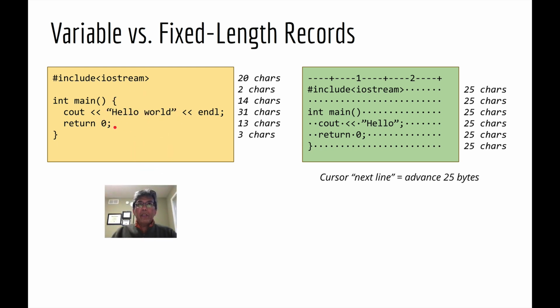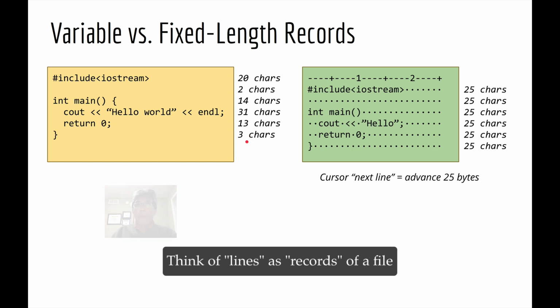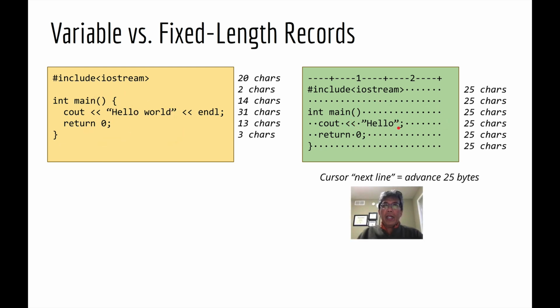The code on the left shows how each line of the C program has different lengths, 20 characters on the first line, 2 characters on the second line, and so on and so forth. This file will be a representation of variable length records. And the code on the right is an unrealistic example of storing a C program where each line has the same number of characters, 25. This file will be a representation of fixed length records.